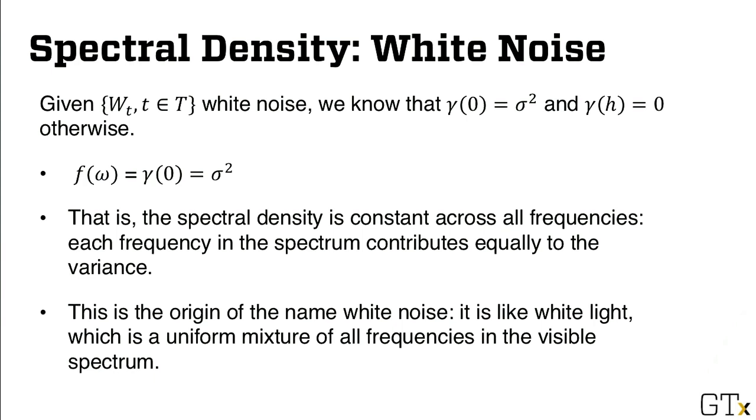To be more specific, we can derive the spectral density of a white noise as follows. Recall that the autocovariance of the white noise is sigma squared at lag 0 and 0 otherwise. We thus derive the spectral density as being sigma squared, thus constant across all frequencies. Each frequency in a spectrum contributes equally to the variance. In fact, this property is the origin of the name white noise. It is like white light, which is a uniform mixture of all frequencies in the visible spectrum.